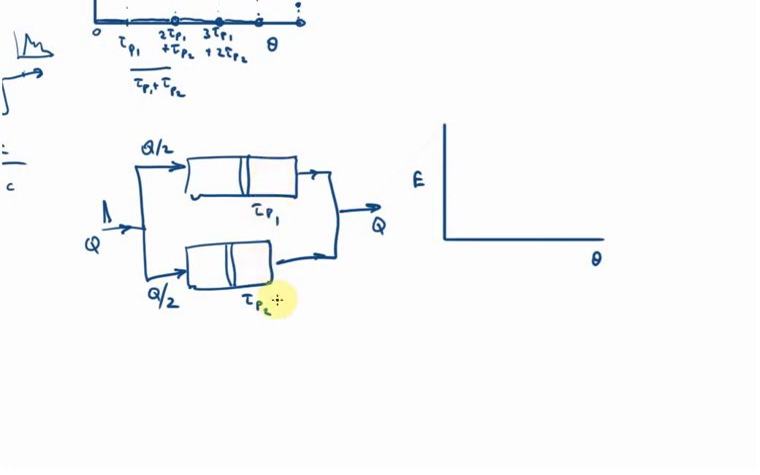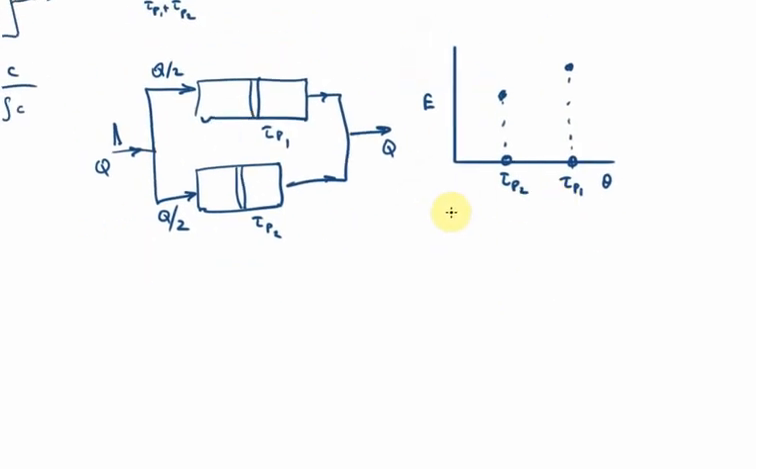So tau p1 is greater than tau p2, and so we would expect to get a pulse, the pulse being delayed by tau p1 here, and then the same pulse will be delayed by tau p2 down here. So we would get a contribution here, tau p1, and another one down here, tau p2, right?